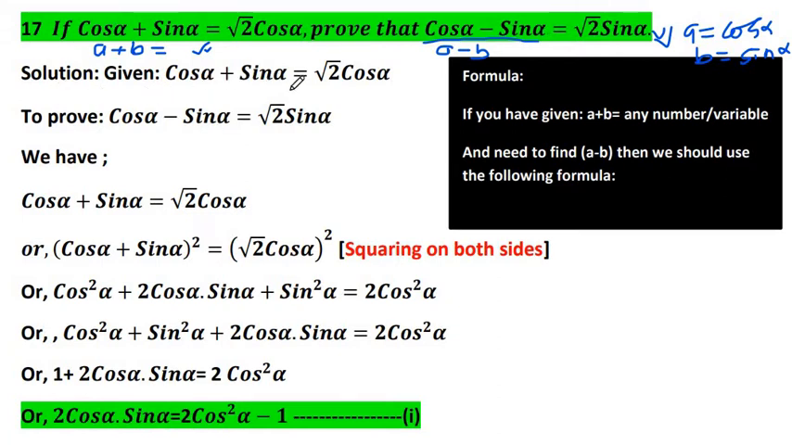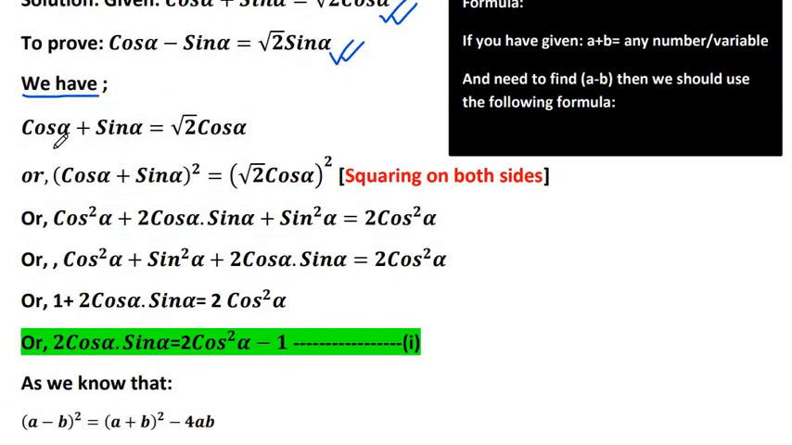Here it's given cos alpha plus sin alpha equals root 2 cos alpha, no doubt. And then we have to prove cos alpha minus sin alpha equals root 2 sin alpha. I have taken what is given here, cos alpha plus sin alpha equals root 2 cos alpha. So I have done squaring on both sides of the given equation.